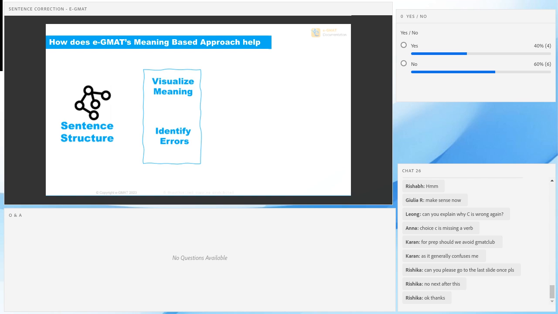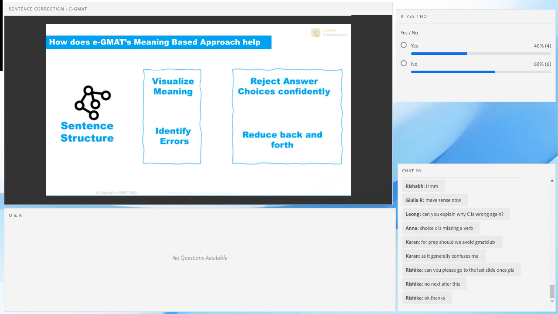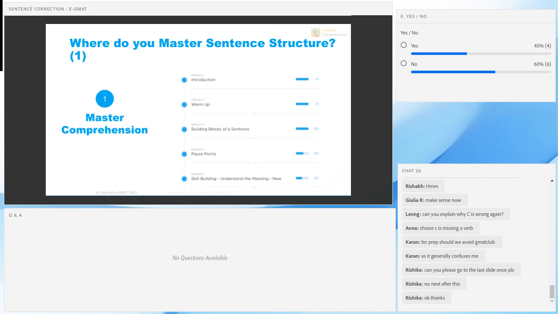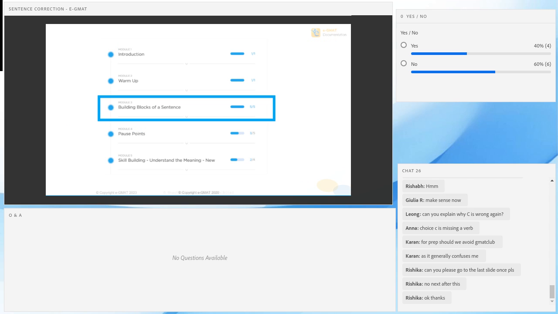And then sentence structure is something that we teach you explicitly, those pause points, right? And how do you do that? Through the Master Comprehension course. This is the structure of the Master Comprehension course. It is a very important skill, and as I said, for Data Insights also, the Master Comprehension course is going to be very, very critical. So, 12 learning activities, more than 50 examples with detailed solutions.